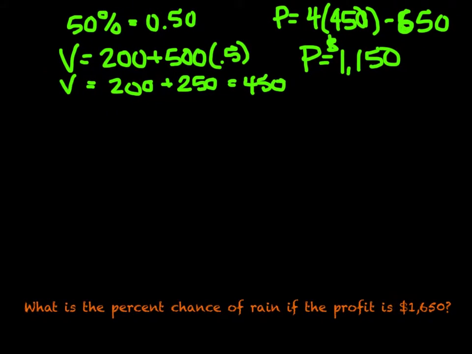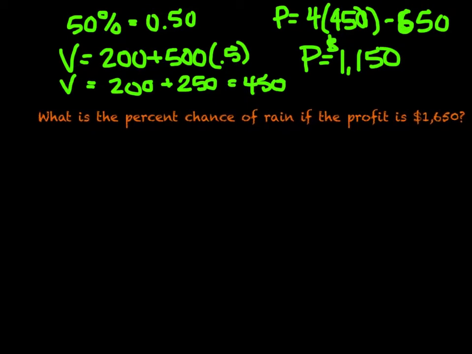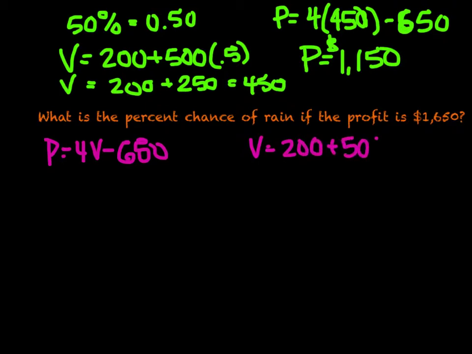Now, let's use these same equations to answer another question. So here's our next question. What is the percent chance of rain if the profit is $1,650? We have our initial equations of P is equal to 4 times the number of visitors minus 650, and we also have the visitors is equal to 200 plus 500 times the percent chance of rain. If our profit is 1,650, I can say with fairly good confidence that it's going to be above a 50% chance of rain. So that's helpful.